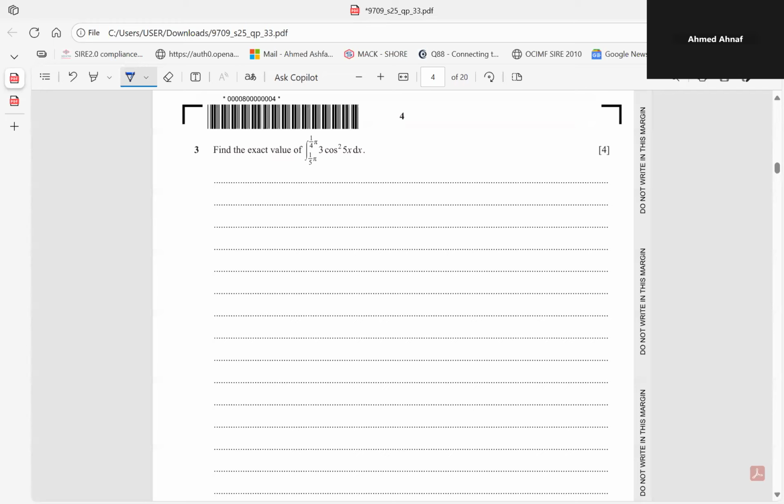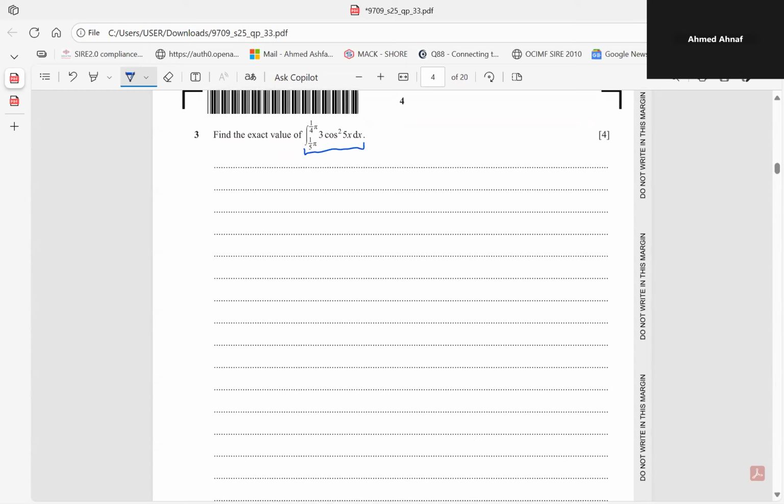All right, so for this question, we're supposed to find the exact value of this integral right here. So first, let's write down the integral with the limits. The limits are pi over 4 to pi over 5, integral of 3 cosine square 5x dx. So first, let's try to express cosine square 5x in terms of something that you can integrate.